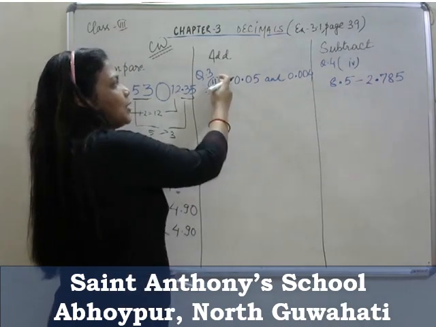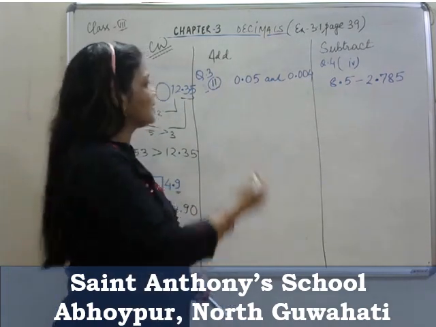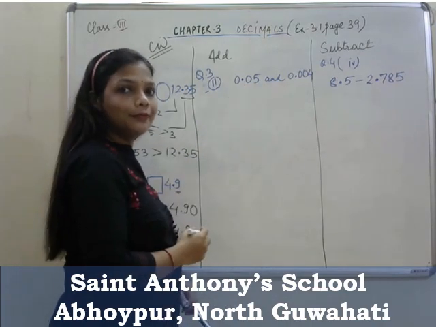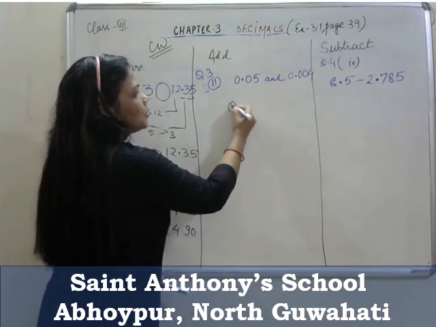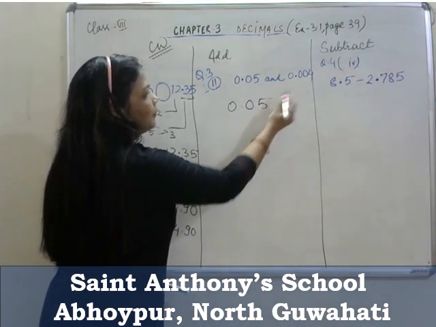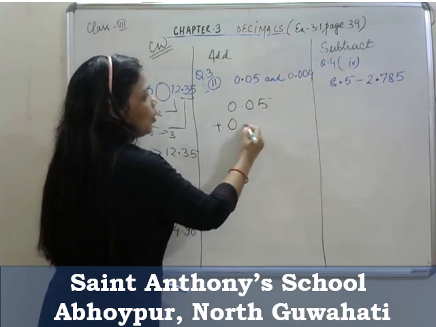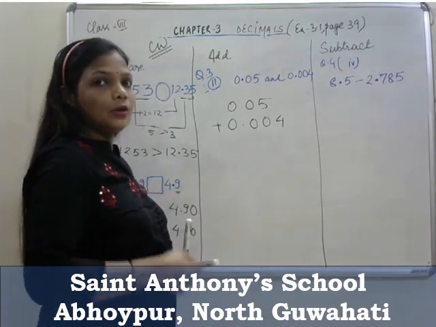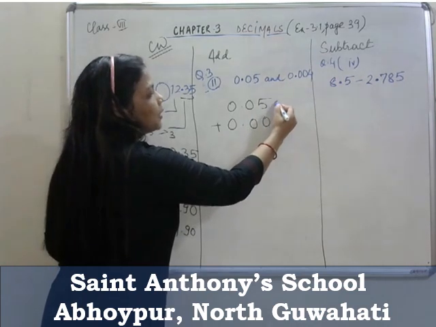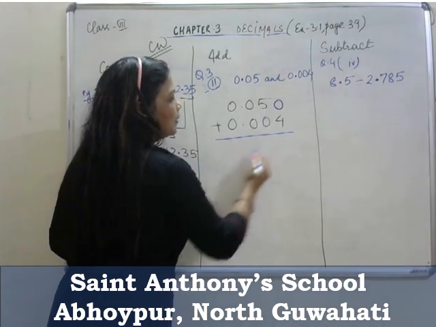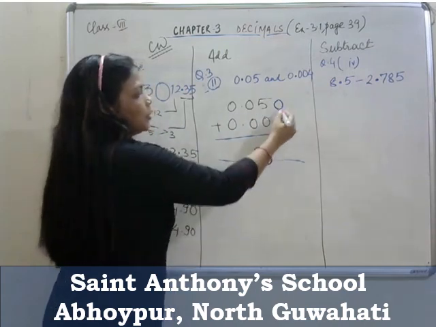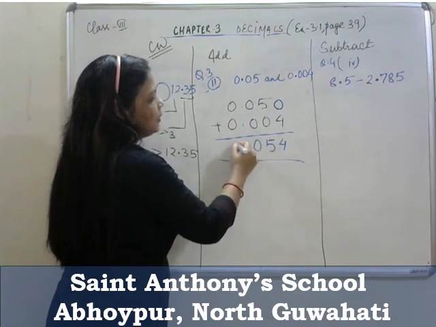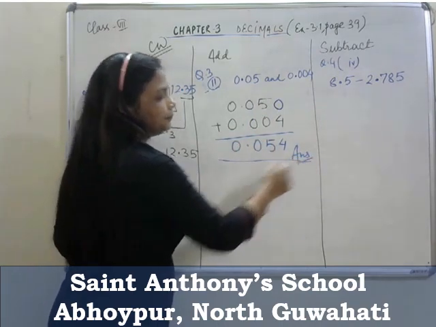Now add. I am taking question number 3 subpart second of your book. You have to add 0.05 and 0.004. So what I will do, I will write the numbers as 0.05 plus 0.004. If you see properly, they are both unlike. So I will make it like, I will put the 0 here. Simply, it's done now. Once you have changed them to like, 0 plus 4 is 4. 5 plus 0 is 5. 0 plus 0 is 0. 0.054 is your answer. Clear?